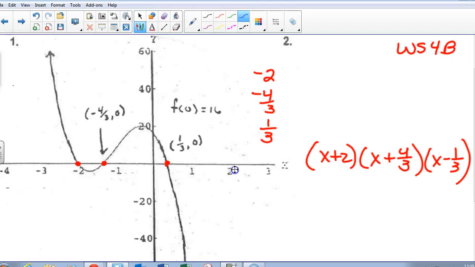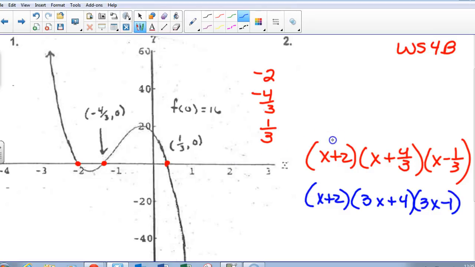Does anybody want to write it a little bit differently? X plus 2, how do you want to write this one so that it comes out a 4/3? If you multiplied through by a 3 right there, it would be 3x plus 4. Would that give you a negative 4/3 for the 0? Okay, so what would we multiply this last one through by? Okay, a 3x minus 1 would give us a 1/3. It doesn't matter to me which way you do it. And I'll show you why in a second.